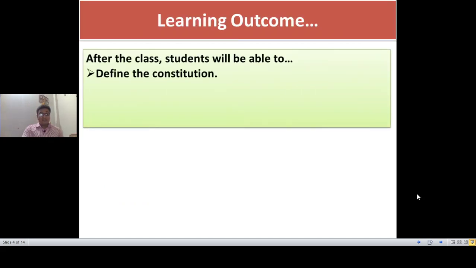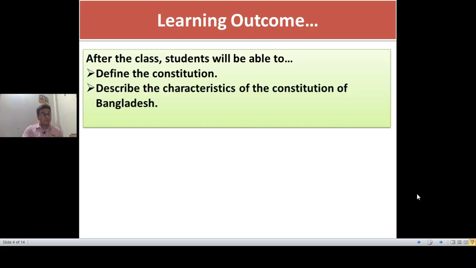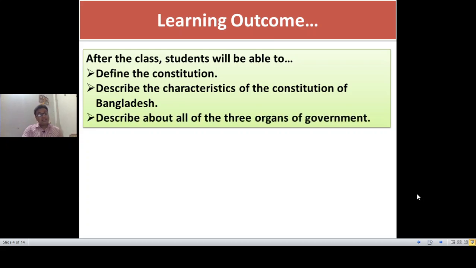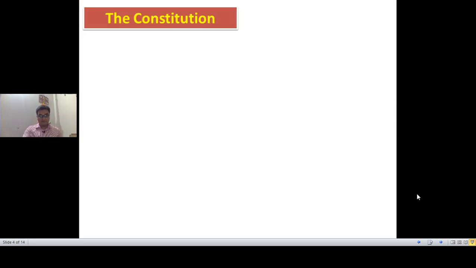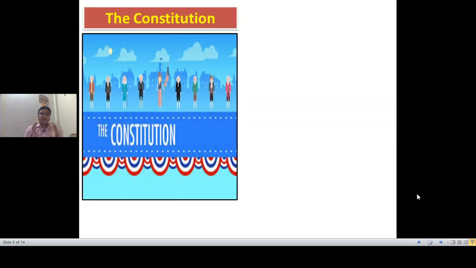After the class, you will be able to define the constitution. Then you will be able to describe the characteristics of the constitution of Bangladesh. Then you will be able to describe all three organs of government. So dear students, let's get started with today's class. At first, I am going to discuss the constitution.